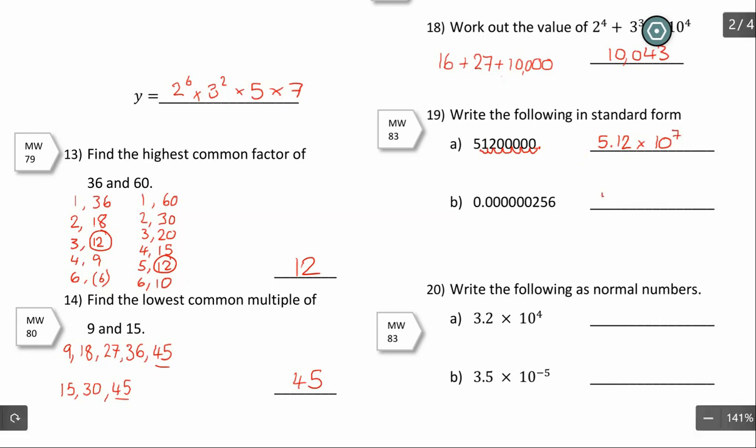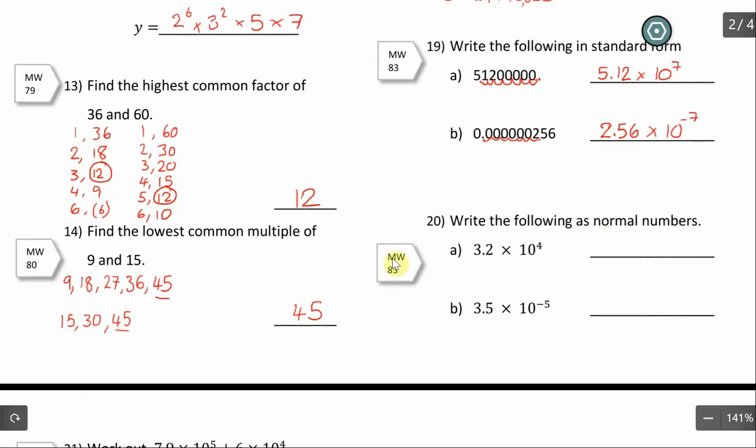This one, the digits I'm going to use are 2, 5 and 6, but the decimal point needs to go after the 2, so 2.56. How many times do I need to move the decimal point from where it is now to get it to here? So let's count that. 1, 2, 3, 4, 5, 6, 7 times, but 7 in the opposite direction, so -7.